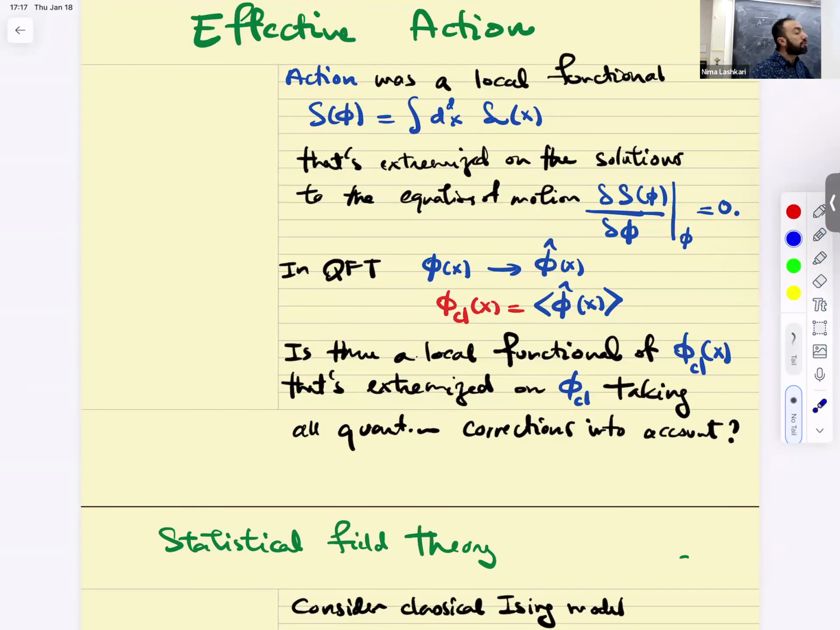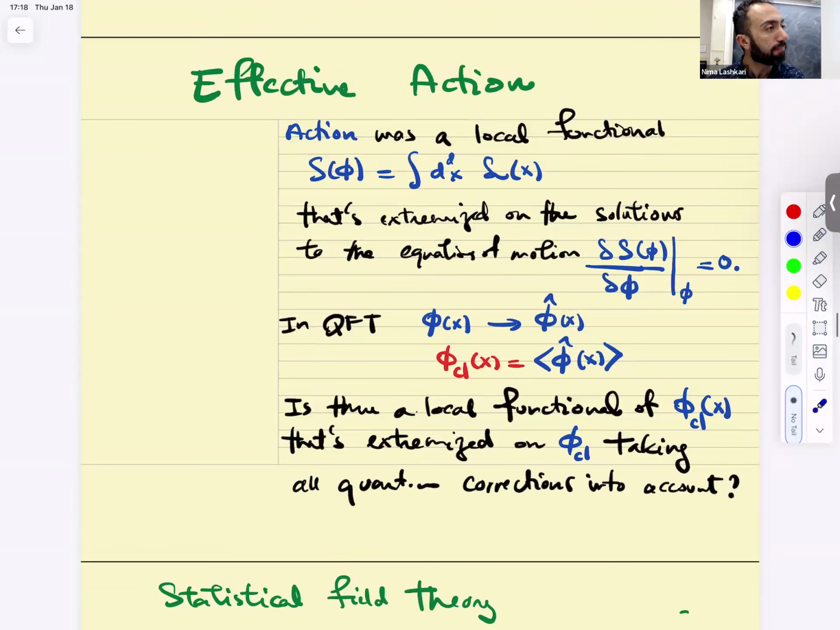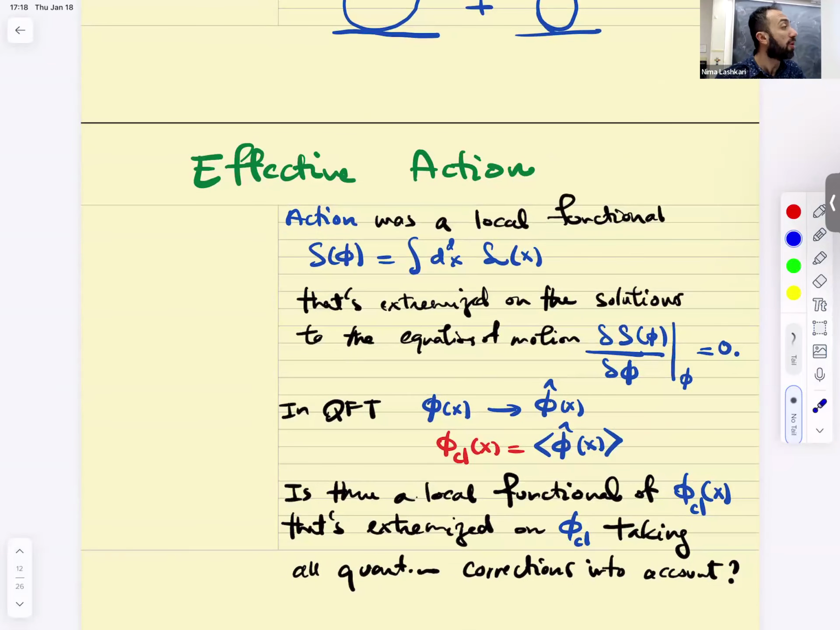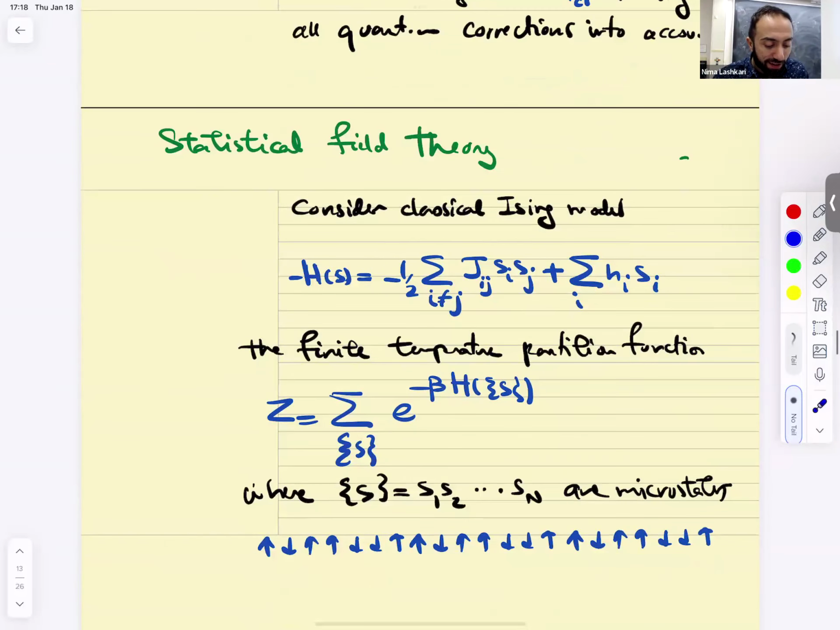The answer to that is going to be the effective action. Now, the meaning of effective is pretty clear, hopefully. It looks like a classical action because it's a functional of a normal field, but its variation gives you the 1-point function, the full quantum 1-point function. Good. So how are we going to define such a functional? That is the motivation. That's what we want.